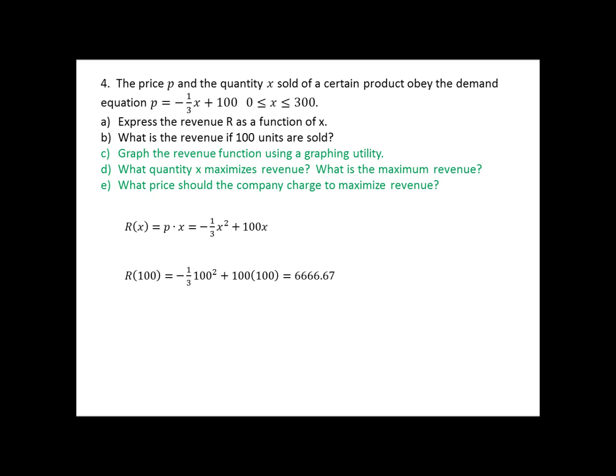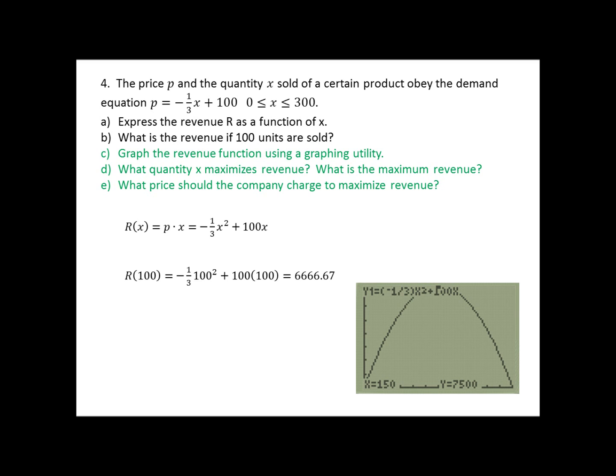Now if we type the equation R, negative 1/3 X squared plus 100X, into our calculator, we'll get a graph like this. I've set up the window to fit this data perfectly. I used the range they gave us, from 0 to 300 for the X values, and my window tops out at 7,500. You might want to go a little higher on that window. I've also hit the trace feature on the calculator, and I've moved the cursor to the very top of the parabola. So we can read off that our maximum Y value, that is our maximum revenue, is $7,500.